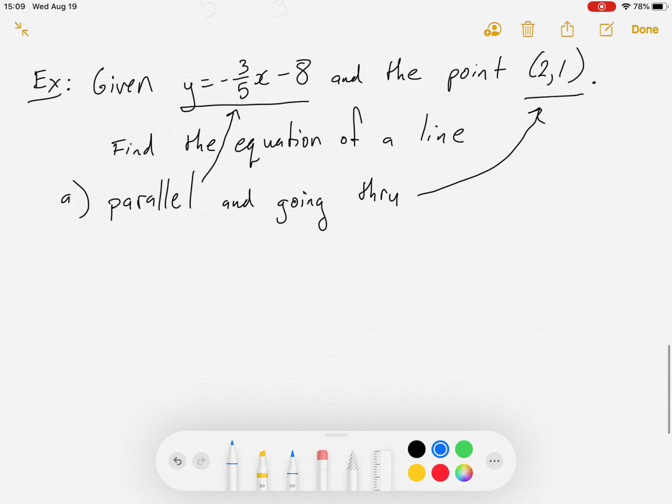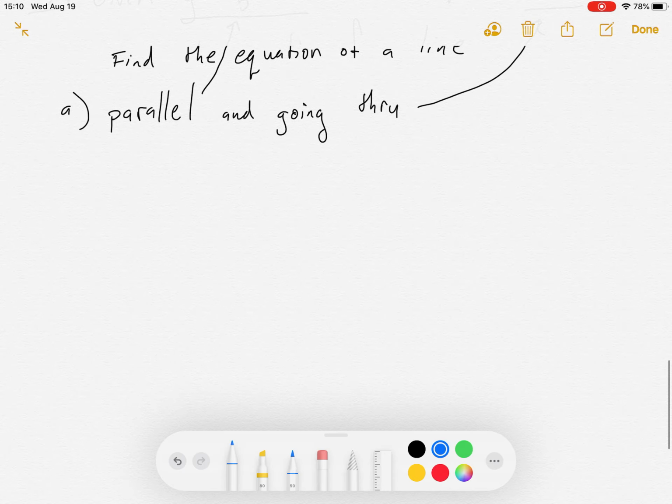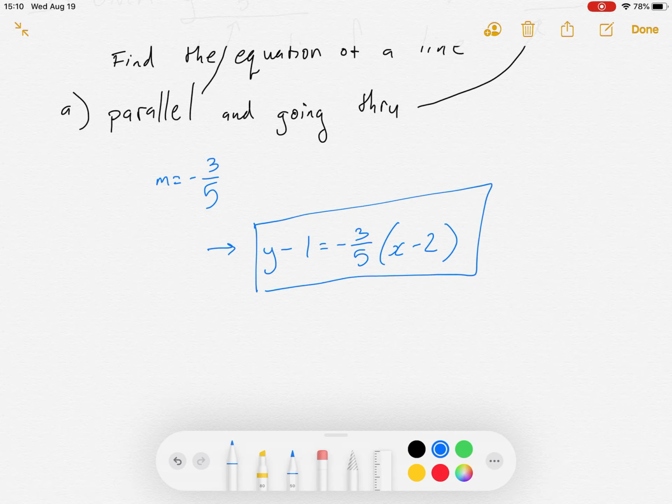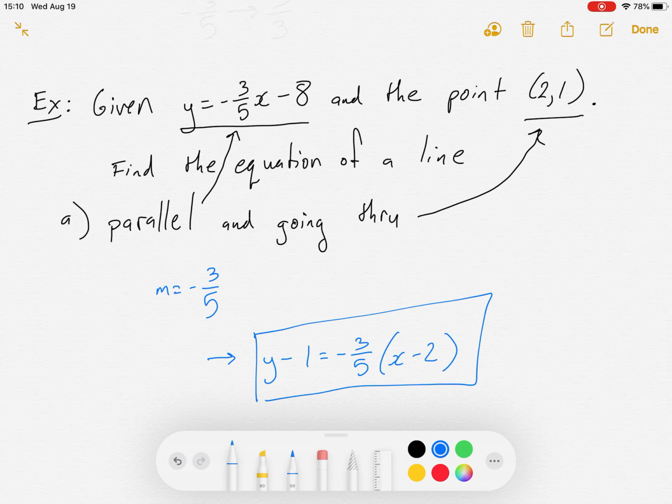So let's do that. I didn't specify which format, so I think you're going to want to use the easiest one. So we're just going to use point slope. And so in that case, my slope is going to be the same because it's parallel. The point is 2, 1. So that means my answer is just going to be y minus 1 equals negative 3/5 times x minus 2. And that is it. If you'd like to put it into slope-intercept, you can, but that seems like a lot of extra work, so I wouldn't do it.